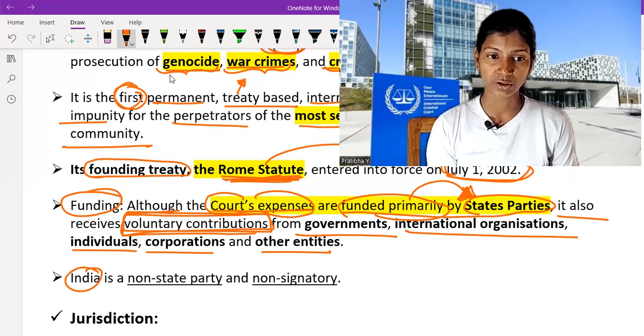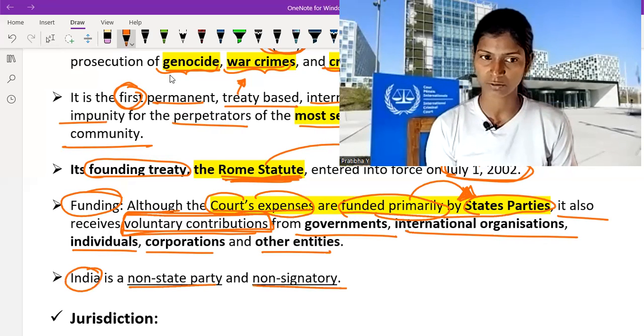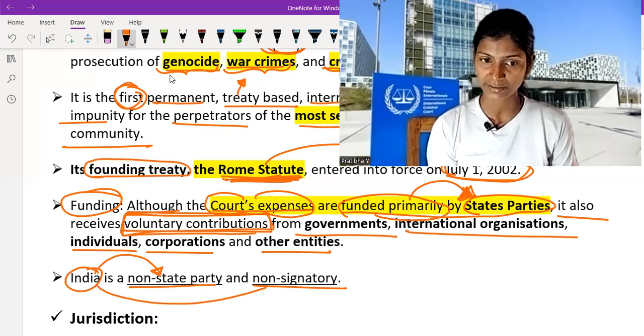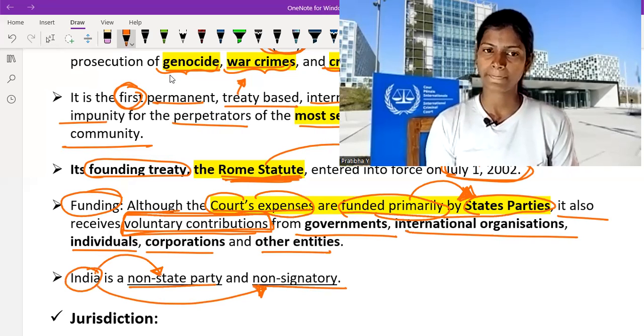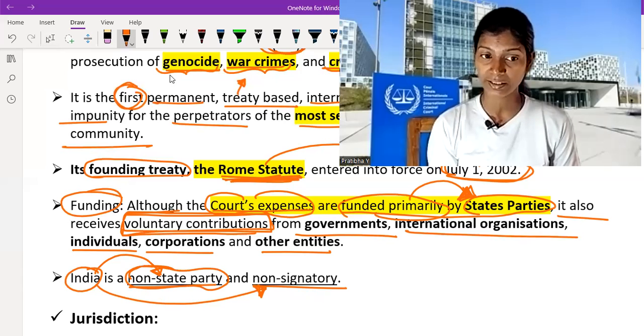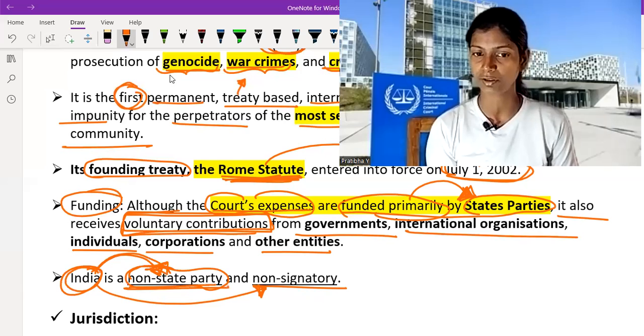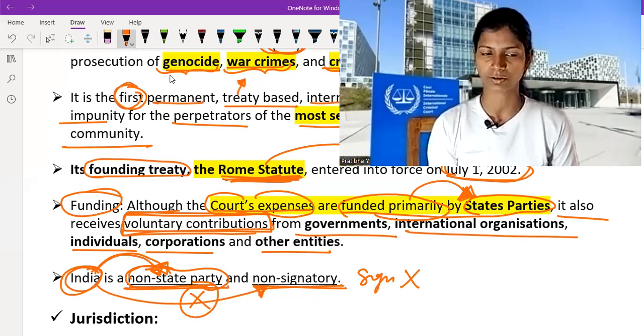India is a non-state party and non-signatory. That means we are not part of it, and we have not signed that treaty, that statute. So we are not a party in it, which means we are not contributing into it. Individually we may contribute voluntarily, but as a state party we are not contributing.